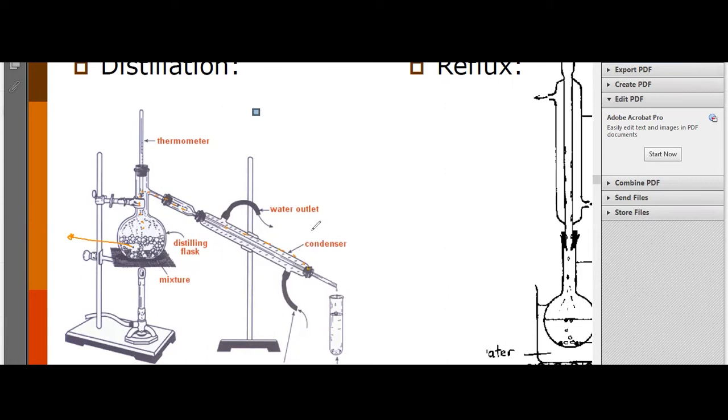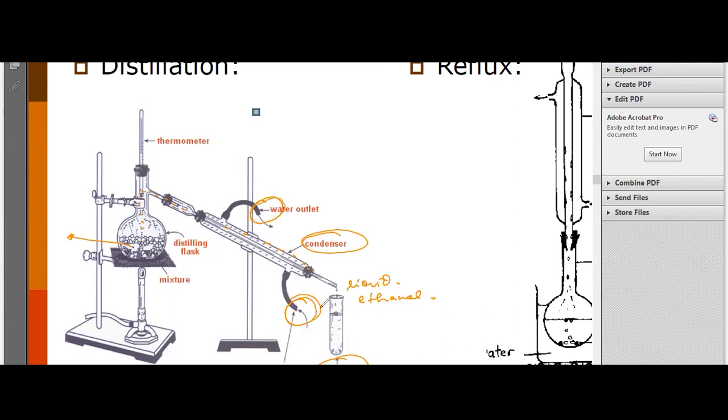Okay, and you know that this condenser has a function to condense the vapor to liquid form, right? So this is the liquid aldehyde, and we call it the distillate. Don't forget, in the condenser, the water in should be here. This is in and this is out.